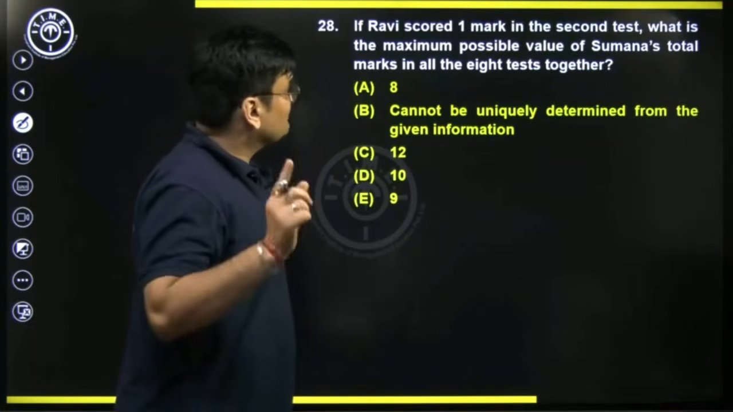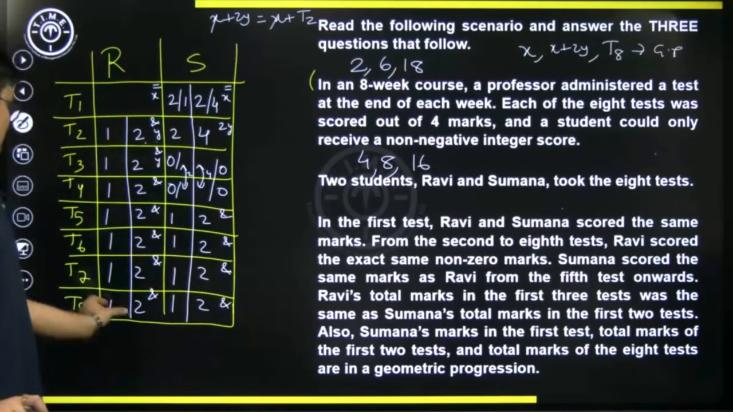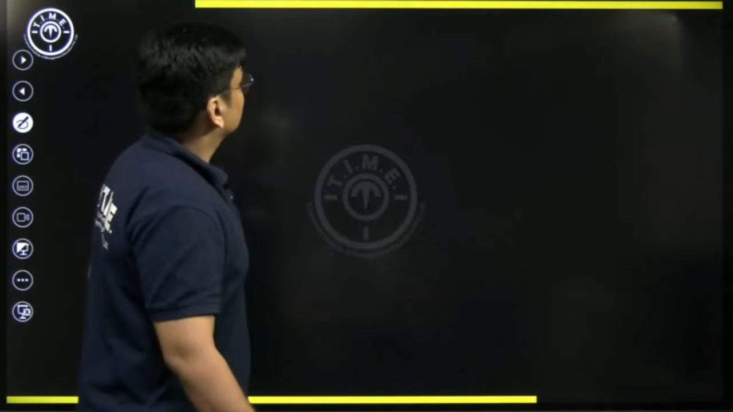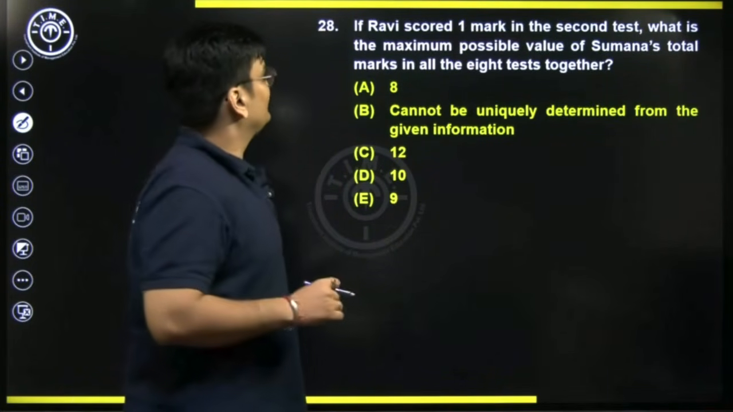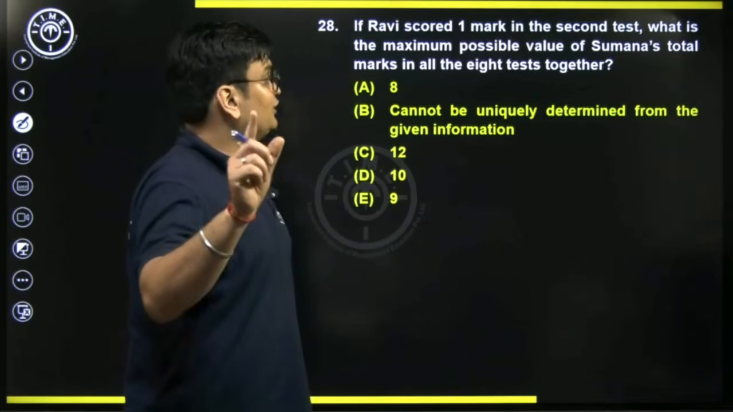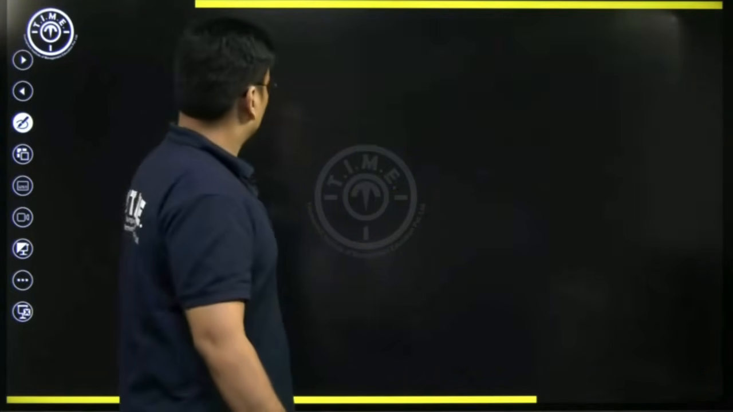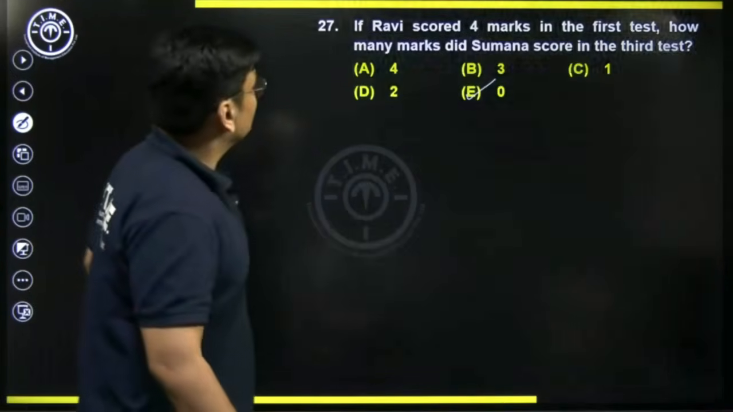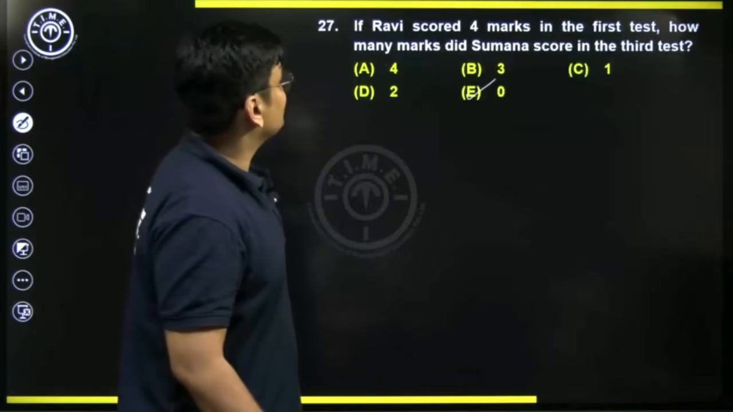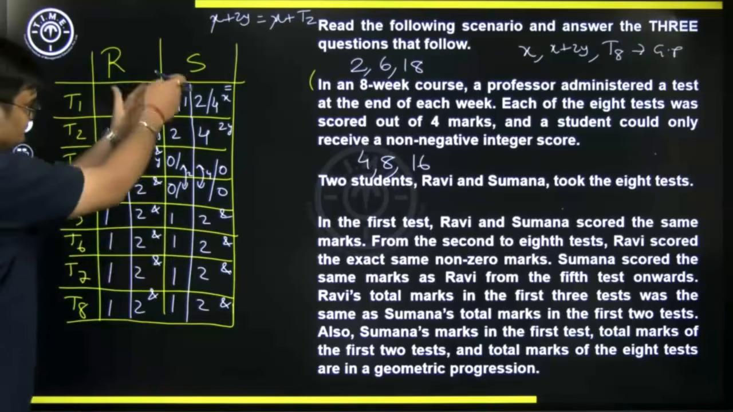28. If Ravi scored 1 mark in the second test, so this case. If Ravi scored 1 mark in the second test, what is the maximum possible value of Sumana's total marks in all the 8 tests together? Let us observe. This is 1. So, if Ravi scored 1 mark in the second test, yes. So, this 1, that means we are taking this case.